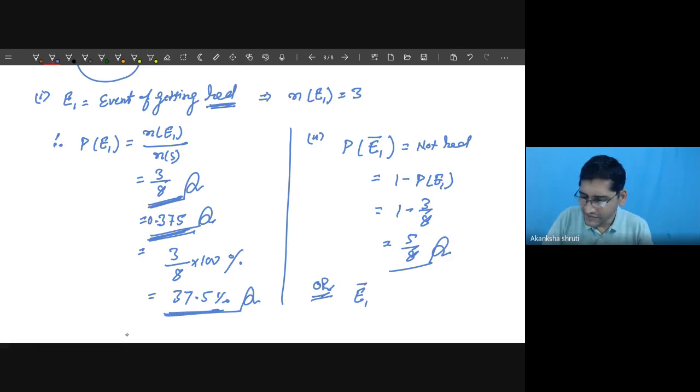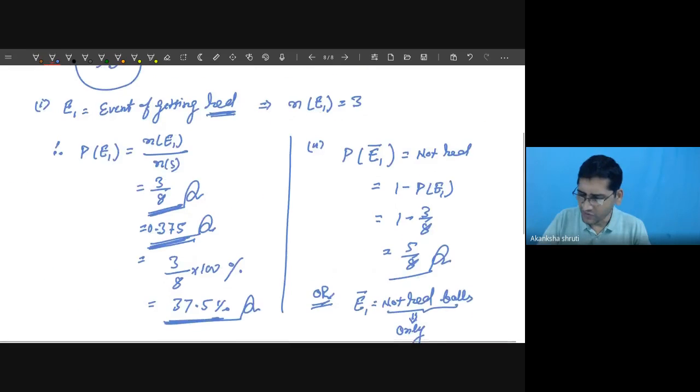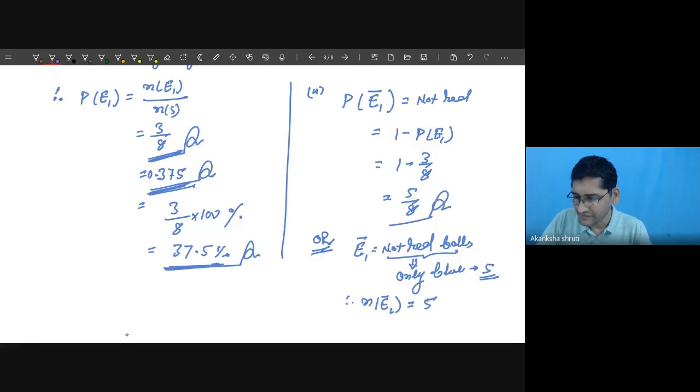Or E1 bar, not red balls. What is the number? Not red balls means only which number? The blue. Therefore, number of not getting red, E1 bar is denoting not getting red. Okay, students. So in number form, this blue is 5 in number. So we can write this as 5.